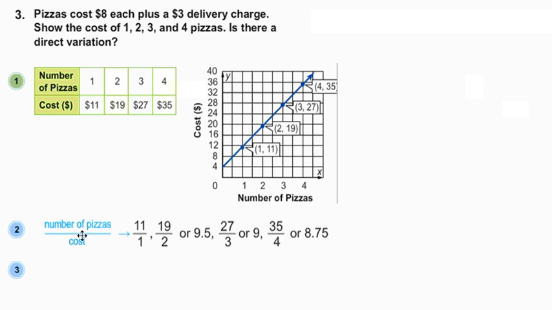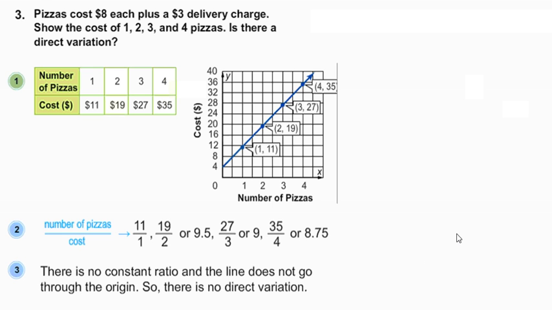So now we're going to set up our ratios of our y's over our x, so our cost over our number of pizzas. So 11 over 1, 19 over 2, 27 over 3, and 35 over 4. So if you'll look, you'll notice that all the ratios are not the same. So if the ratios are not the same, it does not have a direct variation. It doesn't have a constant of proportionality, so there is no direct variation.